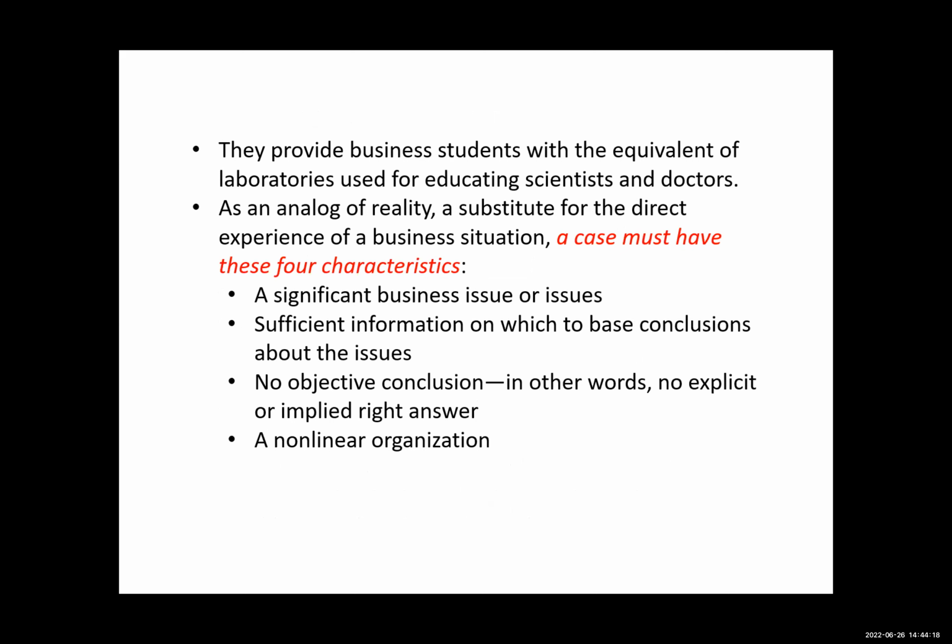So as I told you in the beginning, this is the equivalent of a lab for scientists. A case must have four characteristics in order to represent an analog of reality. First, it must be a business issue. It cannot be that somebody was interested, opened an organization, there were no issues at all, and finally the organization made $100 million. So what? If there is no significant business issue, there are many other things in the social sciences discipline.